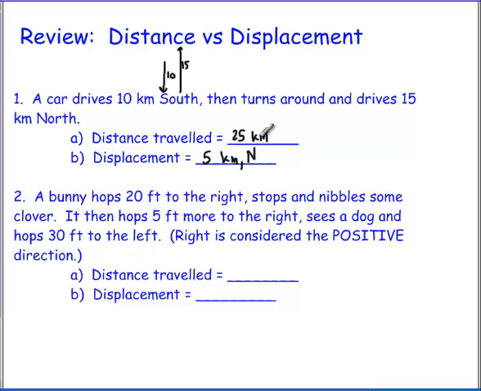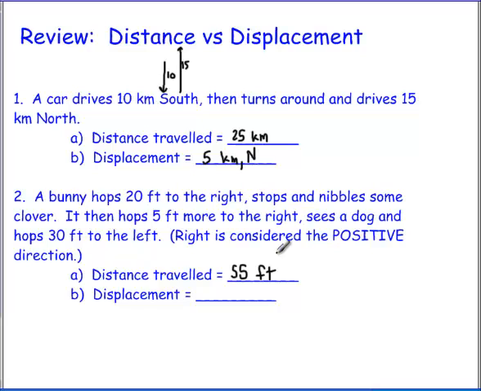Let's take a look at one more problem for this video. A bunny hops 20 feet to the right, stops and nibbles some clover. It then hops 5 more feet to the right, sees a dog, and hops 30 feet to the left. What's the total distance traveled? Well, if we take a look at the total distance, it would be 20 plus 5 plus 30. So this bunny hopped a total of 55 feet.